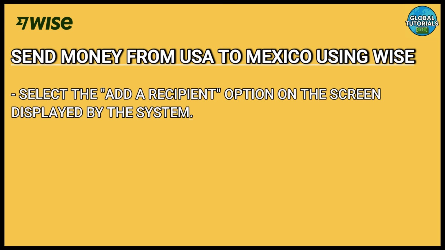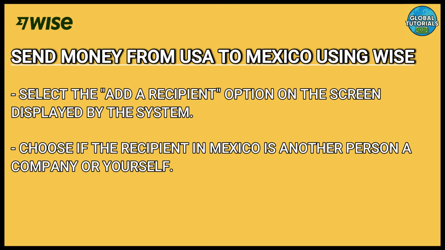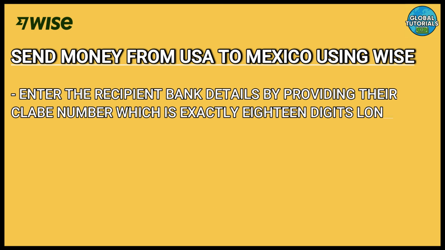Select the Add a Recipient option on the screen displayed by the system. Choose if the recipient in Mexico is another person, a company, or yourself. Enter the recipient full name exactly as it appears on their identity document. Enter the recipient bank details by providing their CLABE number, which is exactly 18 digits long.